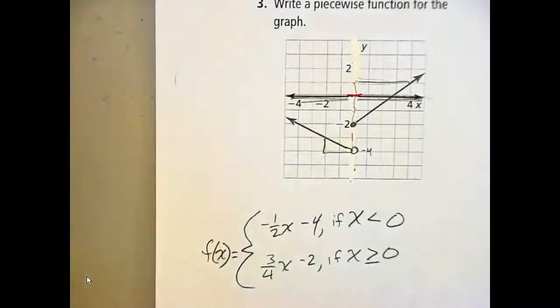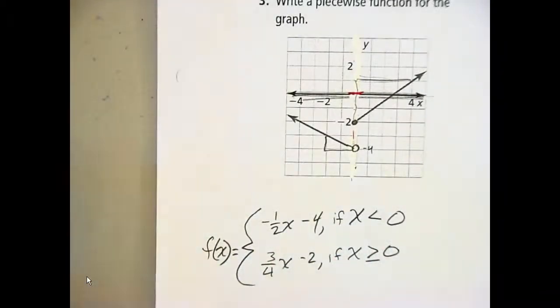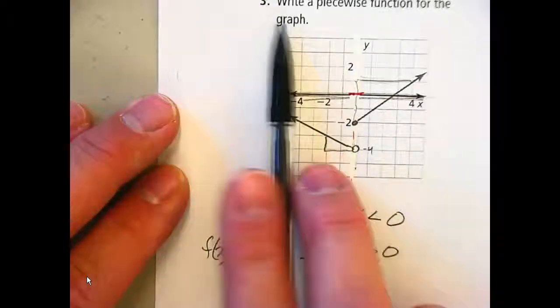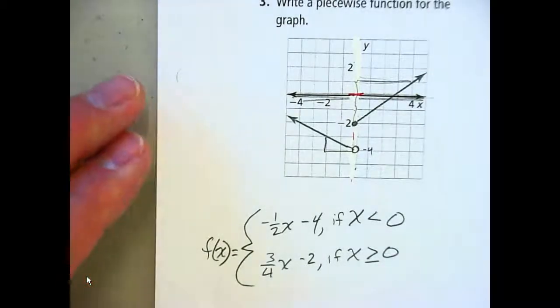Generally you'll read it from left to right, but not really. You'll usually start with what happens first on the graph if you're reading the graph this way. Okay. Other questions?